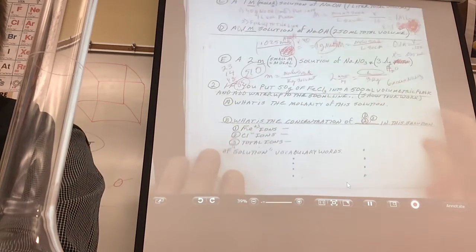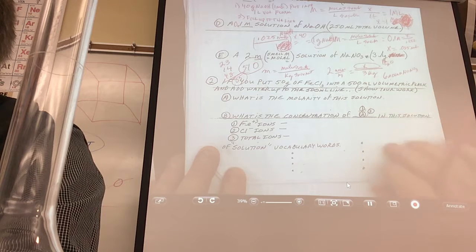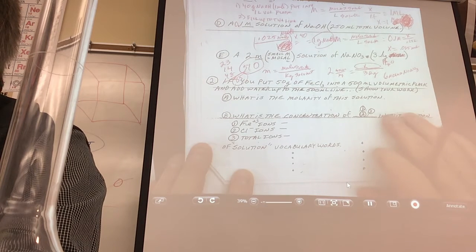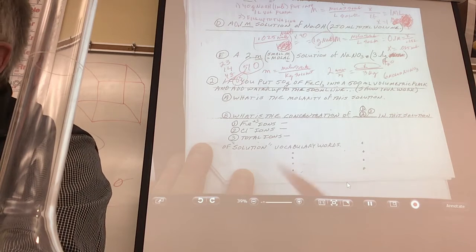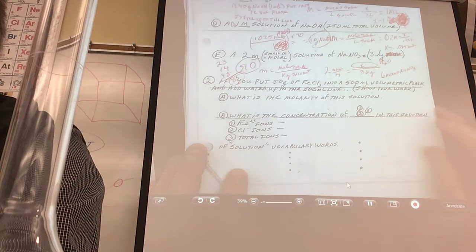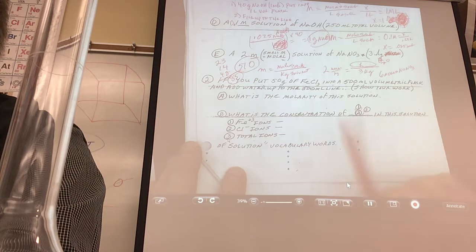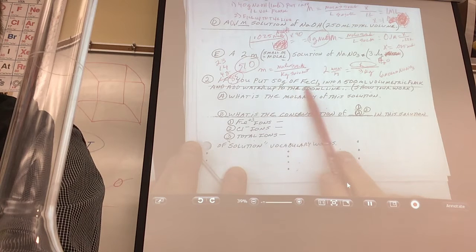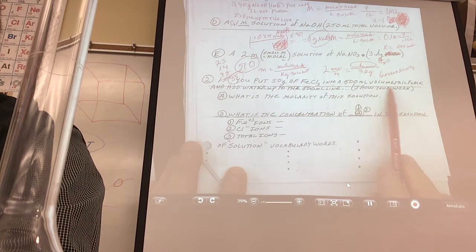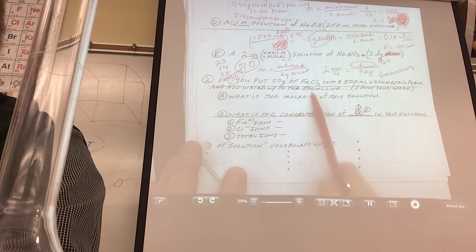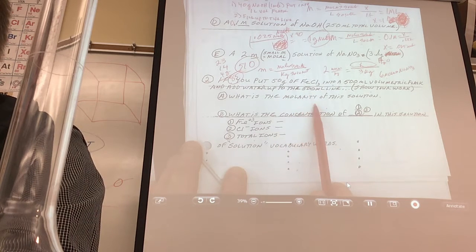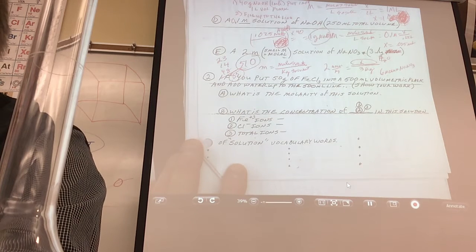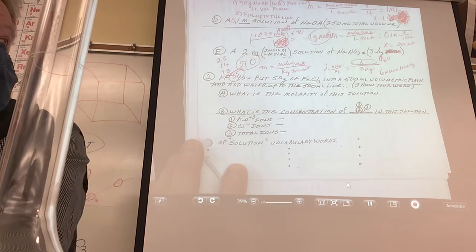Now here is the part that every year, some of the best students still get tricked up a little bit here, because right now they're kind of relaxed and say, I think I get this. Let's do the next one. If you were to put 50 grams of this into a 500 milliliter volumetric flask and add water up to the 500 milliliter line, what is the molarity of this solution? All right, talk to your partner.